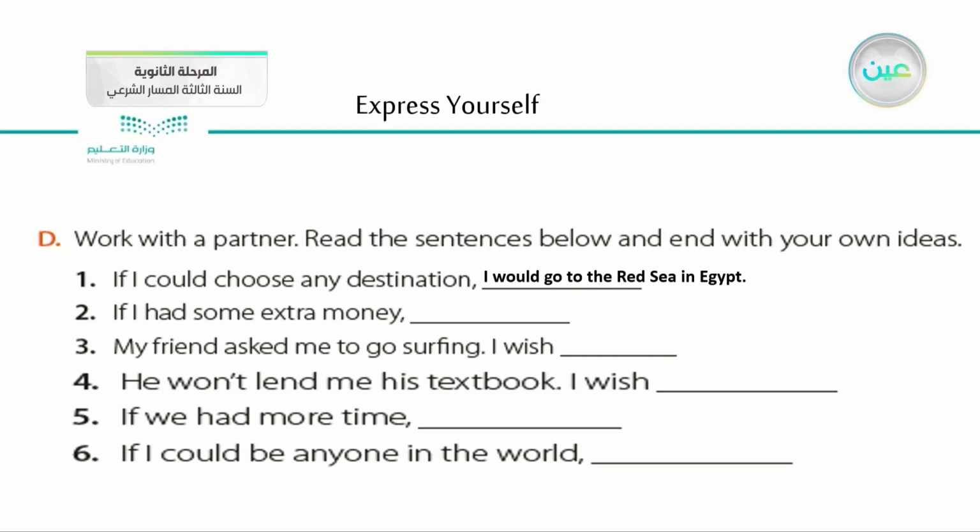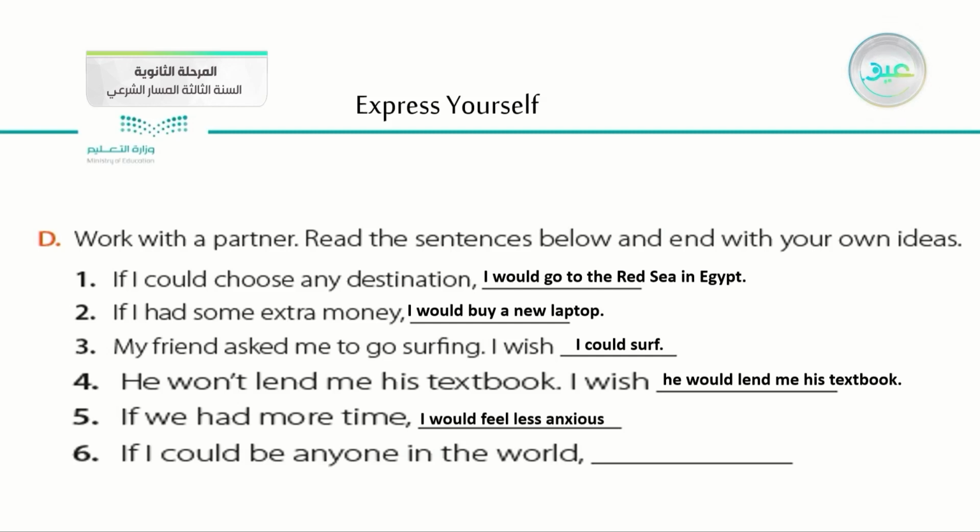What about number 2? If I had some extra money, I would buy a new laptop. This is very good. Good job, guys. What about number 3? My friend asked me to go surfing. I wish I could surf. That's very good. Number 4, he will not lend me his textbook. I wish he would lend me his textbook. Very excellent. What about number 5? If we had more time, I would feel less anxious. That's very good. Good job, guys. If I could be anyone in the world, I would be an astronaut. Okay, this is very good.